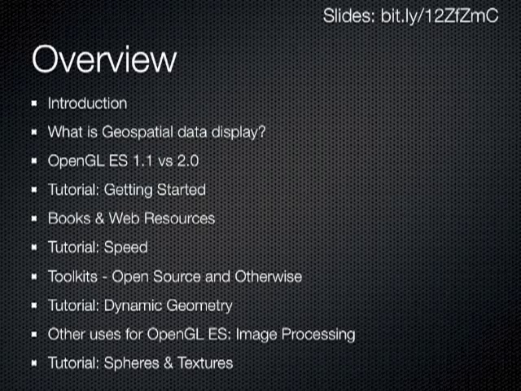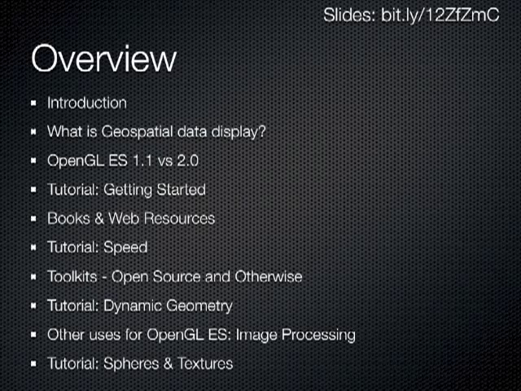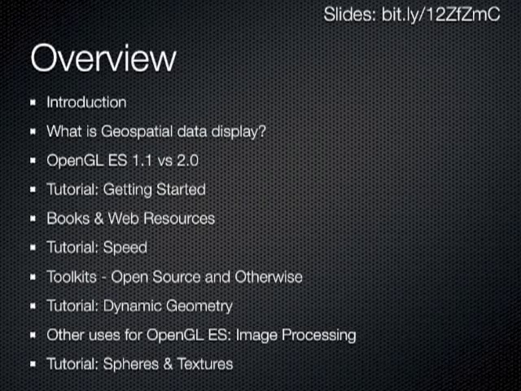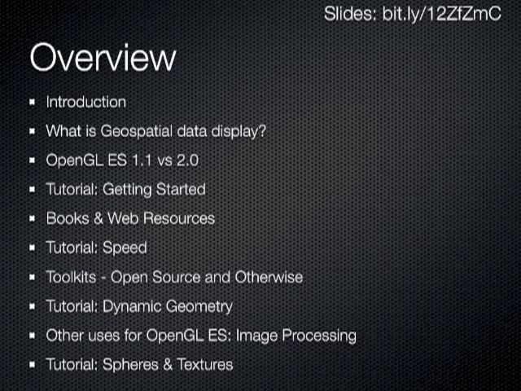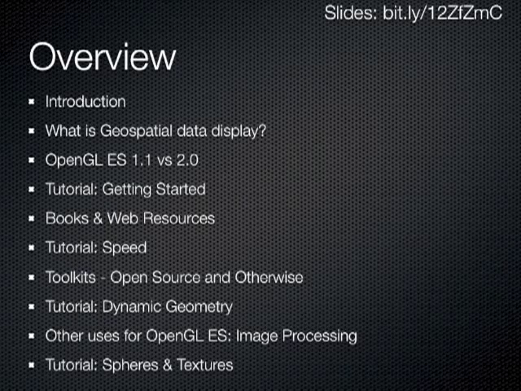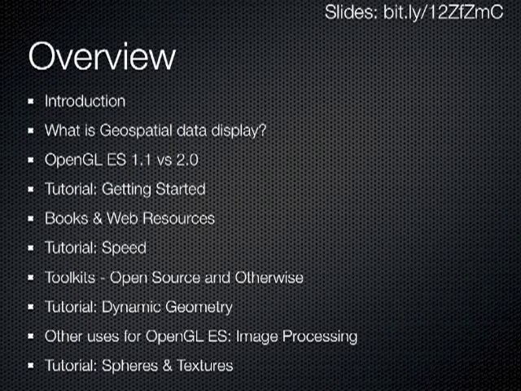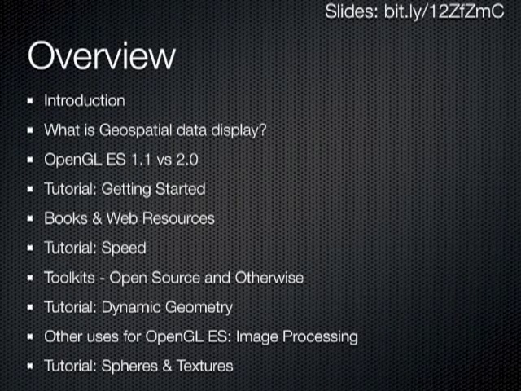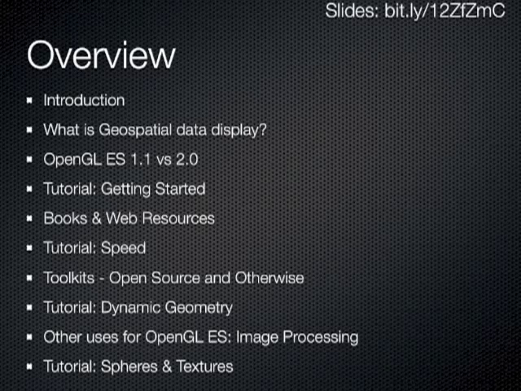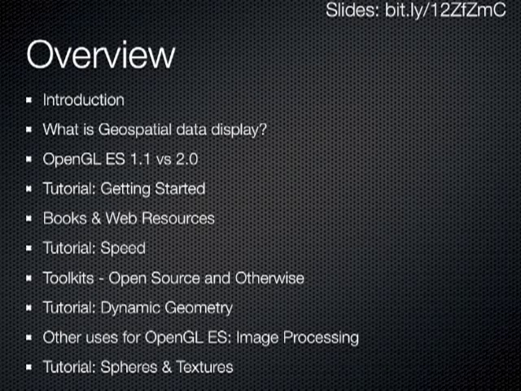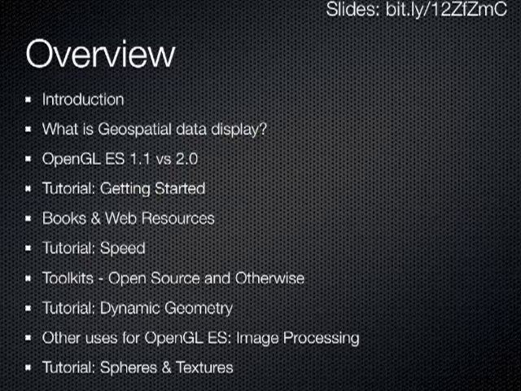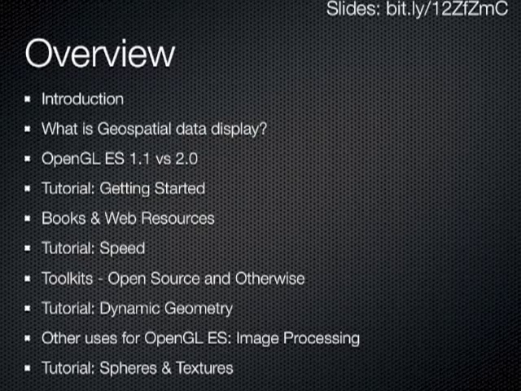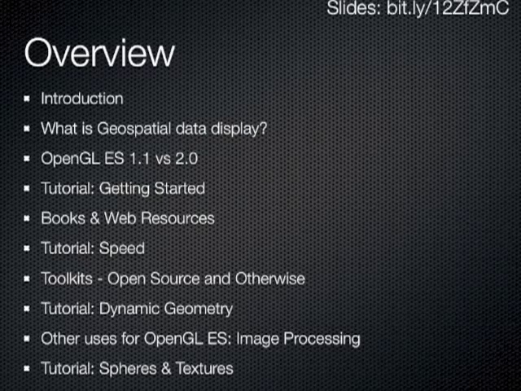Then I'll talk a little bit about what geospatial means and how it relates to display. Then I'll talk a little bit about OpenGL ES and particularly the differences between version 1.1 and 2.0. Then we'll dive into some code, which will show a simple example using OpenGL ES on iOS. After that, we'll talk a little bit about resources you can use to get up to speed. And then we'll talk about speed.